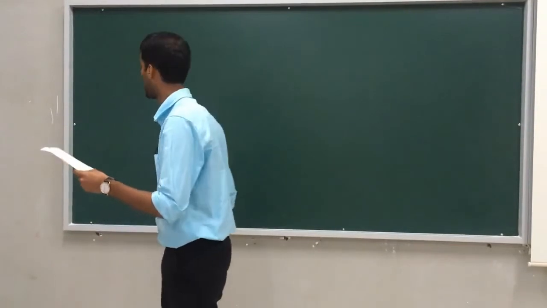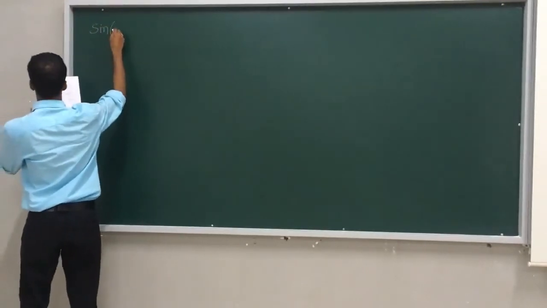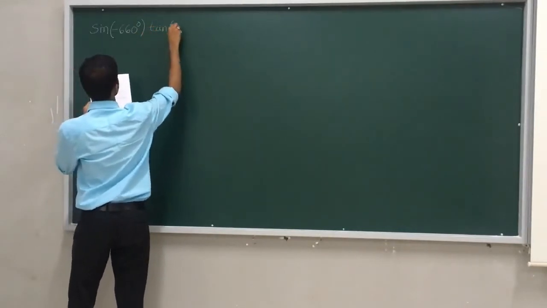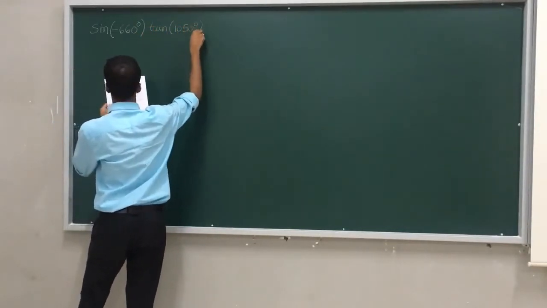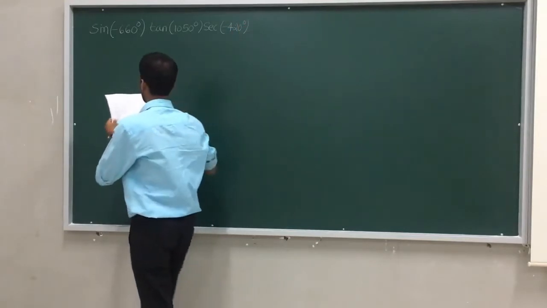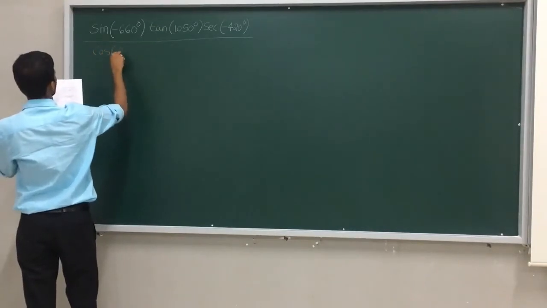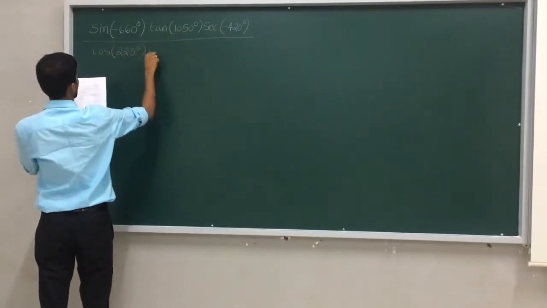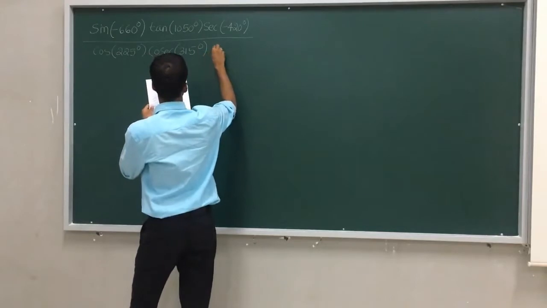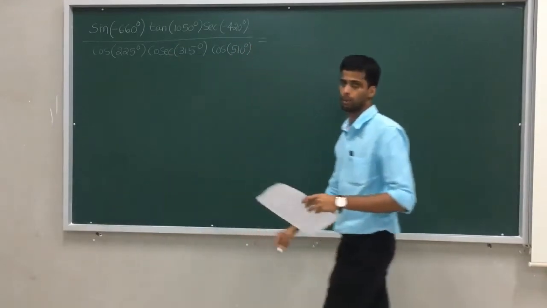What is given in question number 20 is that they want the answer for this big expression: sine of minus 660 degree and tan of 1050 degree, then secant of minus 420 degree, divided by cos of 225 degree, cosec of 315 degree and cos of 510 degree. What is the answer for this question? They expect it from you.